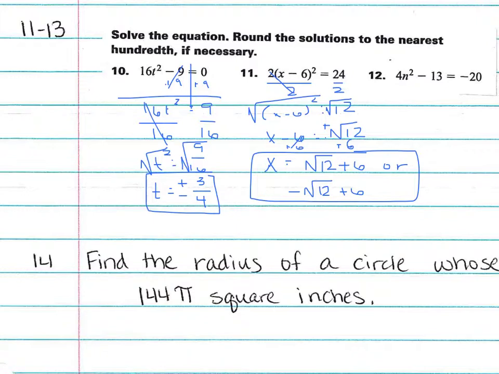For number 12, you can add 13 to both sides, which will give you 4n squared equals negative 7. Divide both sides by 4, which leaves you with n squared equals negative 7 over 4. And then take the square root of both sides, which will leave you with n equals, and on this one, if you notice, it says the square root of negative 7 over 4. You cannot take the square root of a negative, making number 12 no solution.